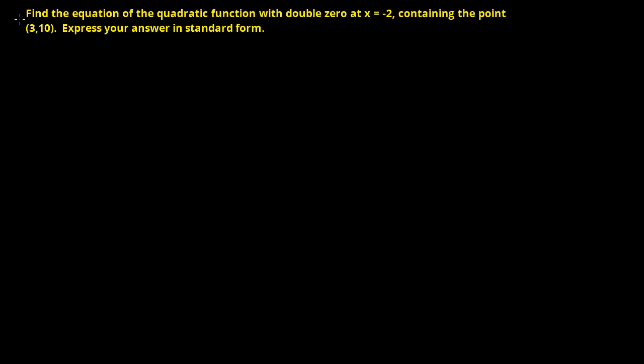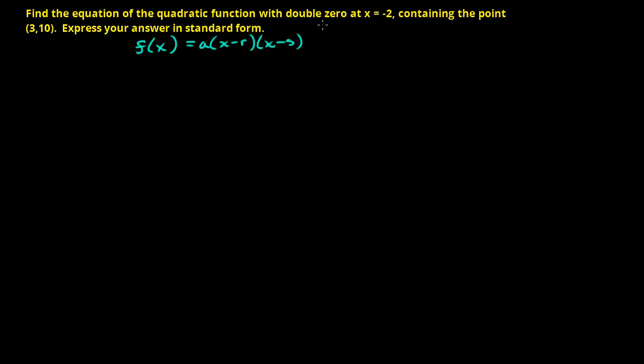Hi everyone, in this video we're told find the equation of the quadratic function with double zero at x is equal to -2 containing the point (3, 10), and it wants us to express our answer in standard form. So first off, we know that a function in factored form looks like this. It looks like f of x is equal to a times (x minus r) times (x minus s).